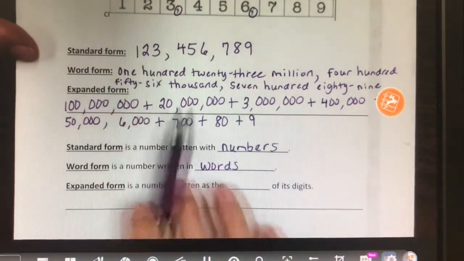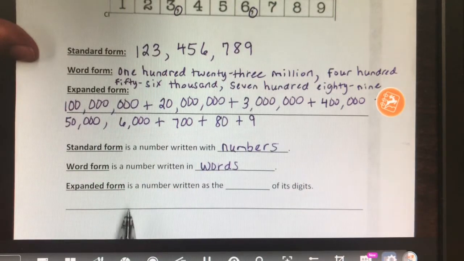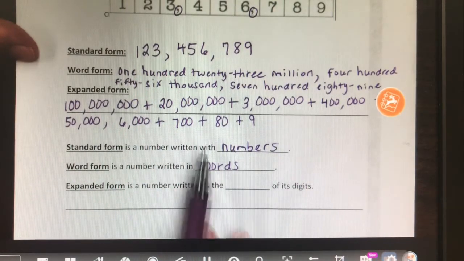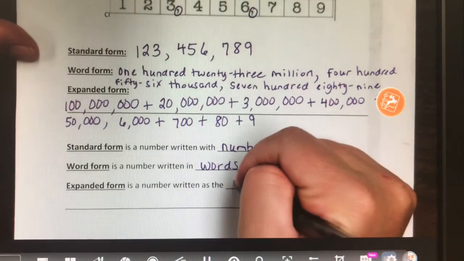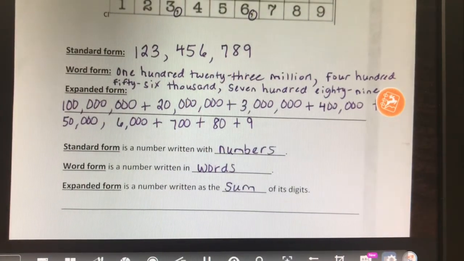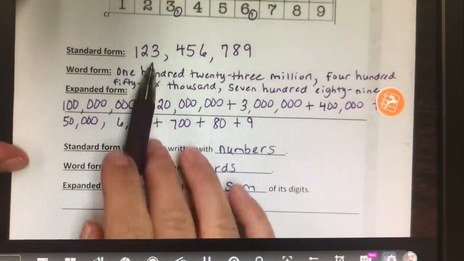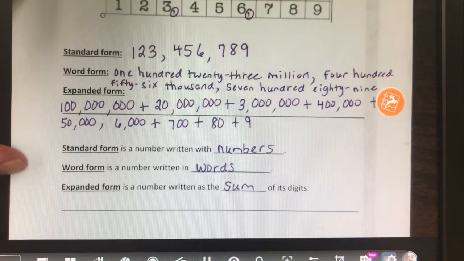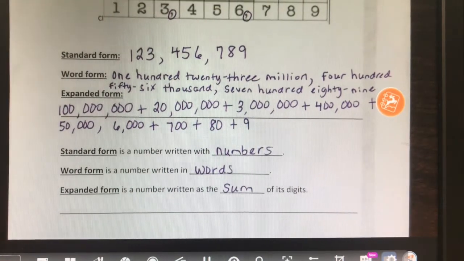And expanded form, as you can see, we had it all stretched out, but it's a number written as the sum of its digits. So sum just means when you're adding numbers. So the sum of all of its digits added together. Now, if I added all these back together, I will get back to my original standard form number. Okay, there's our definitions.